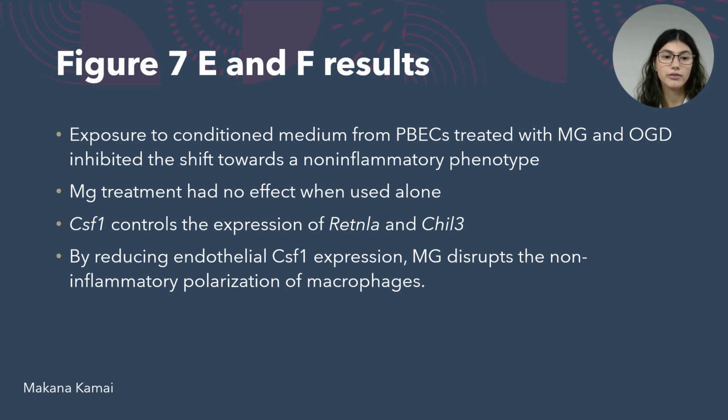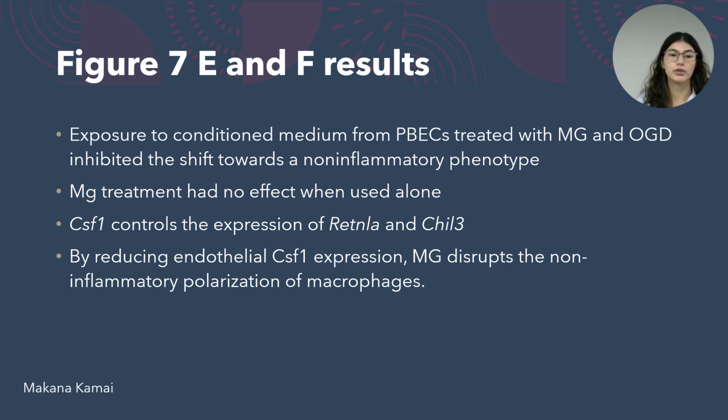And for figure 7F, the reduction in retinal and CHIL3 expression was also observed when CSF1 neutralizing antibodies were added to the conditioned medium. So this just reinforced the presence of CSF1 being crucial for promoting non-inflammatory polarization. So overall, the figures illustrated that hyperglycemia through the action of MG interferes with the non-inflammatory polarization of macrophages by reducing CSF1 expression in endothelial cells, which just ultimately contributes to pro-inflammatory environments in the ischemic brain.